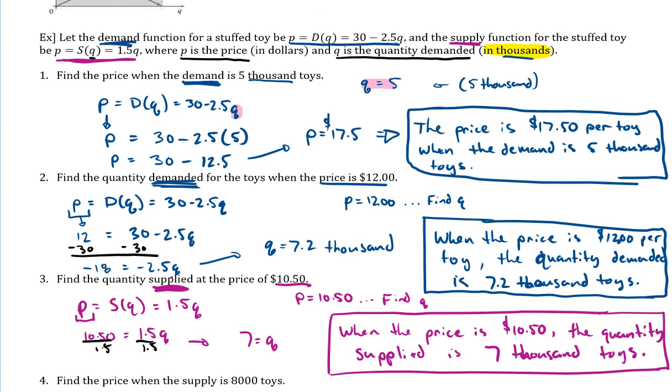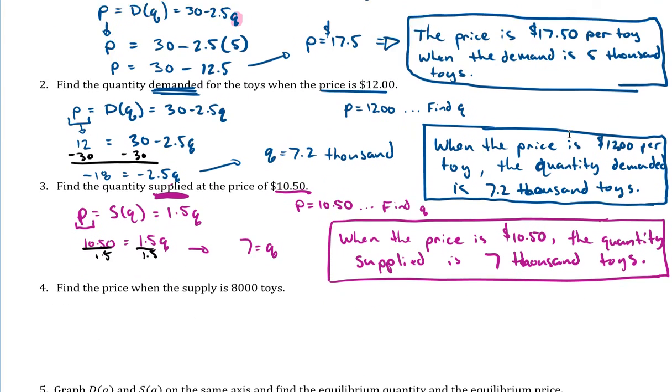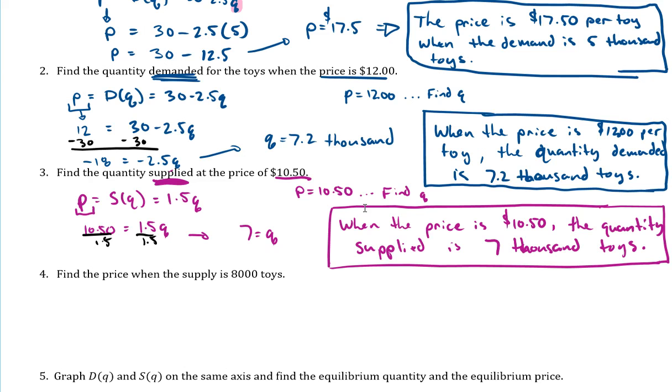Okay, so that's how we can interpret it. So just making sure, again, just putting the right numbers in the right spot. Okay, so let's continue with our number 4. So find the price when the supply is 8,000 toys.